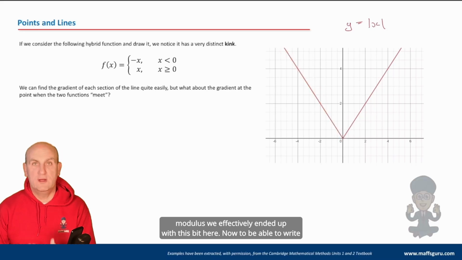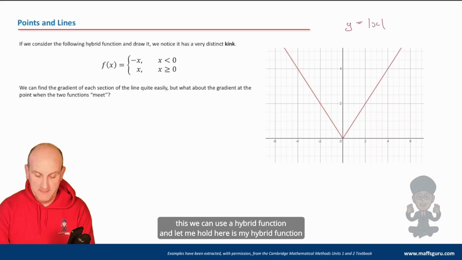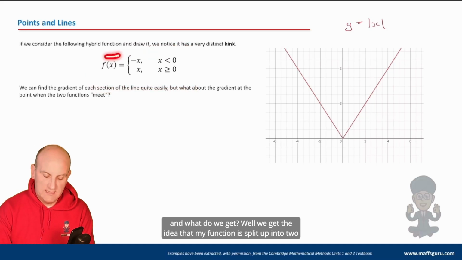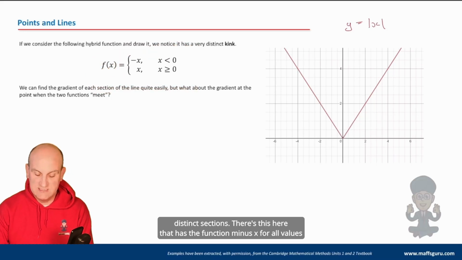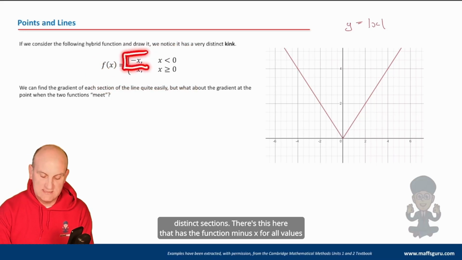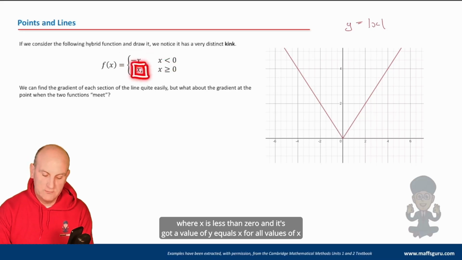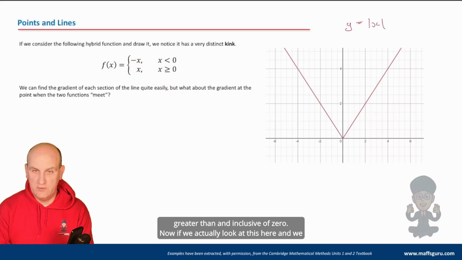Now, to be able to write this, we can use a hybrid function. And lo and behold, here is my hybrid function. And what do we get? Well, my function is split up into two distinct sections. There's this here that has the function minus x for all values where x is less than 0. And it's got a value of y equals x for all values of x greater than and inclusive of 0.